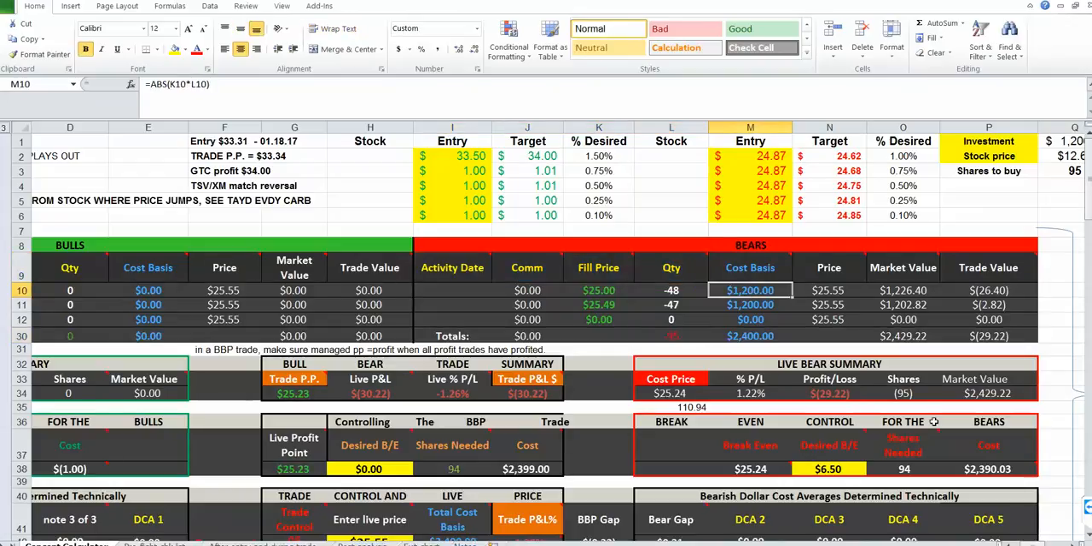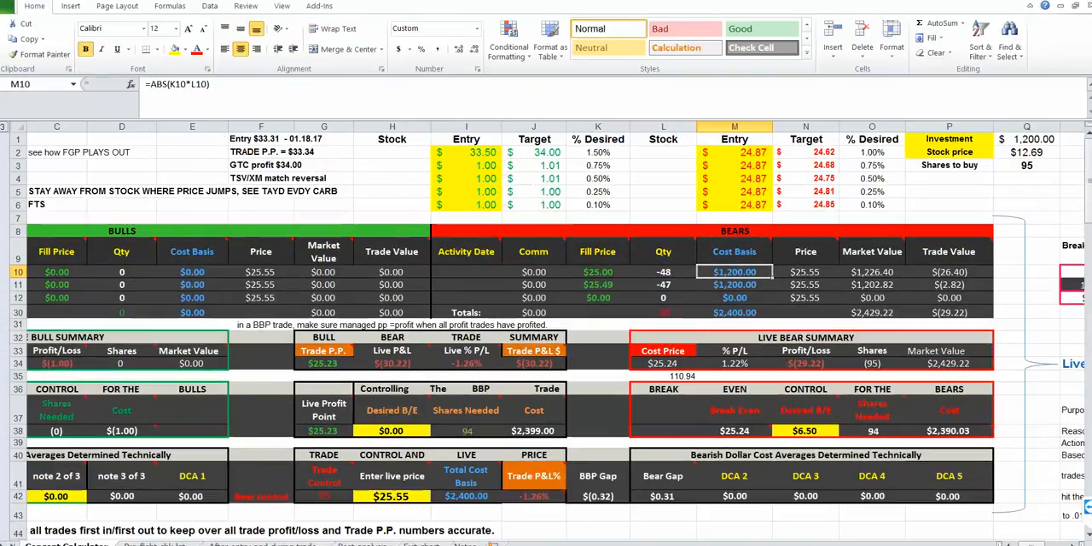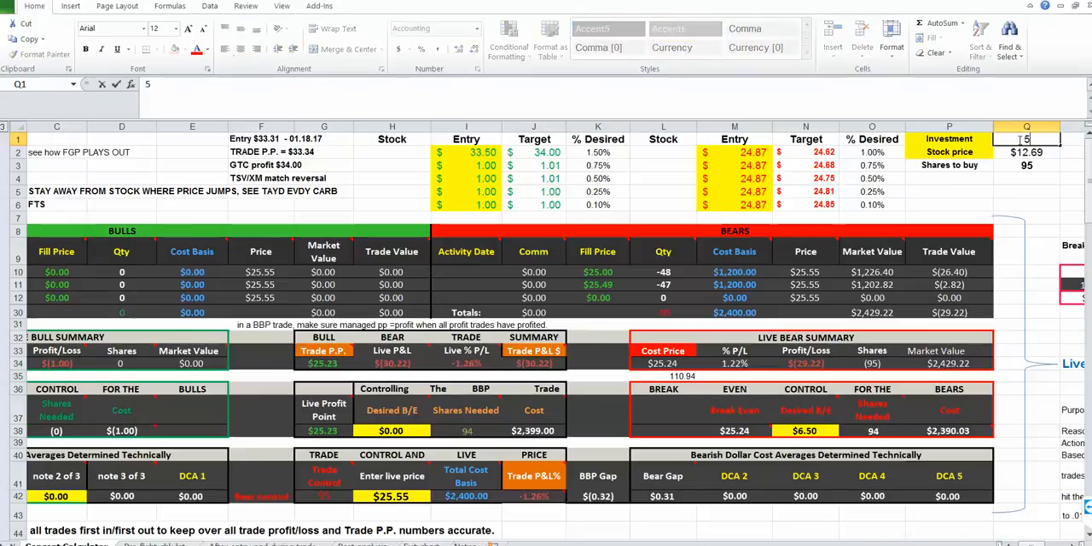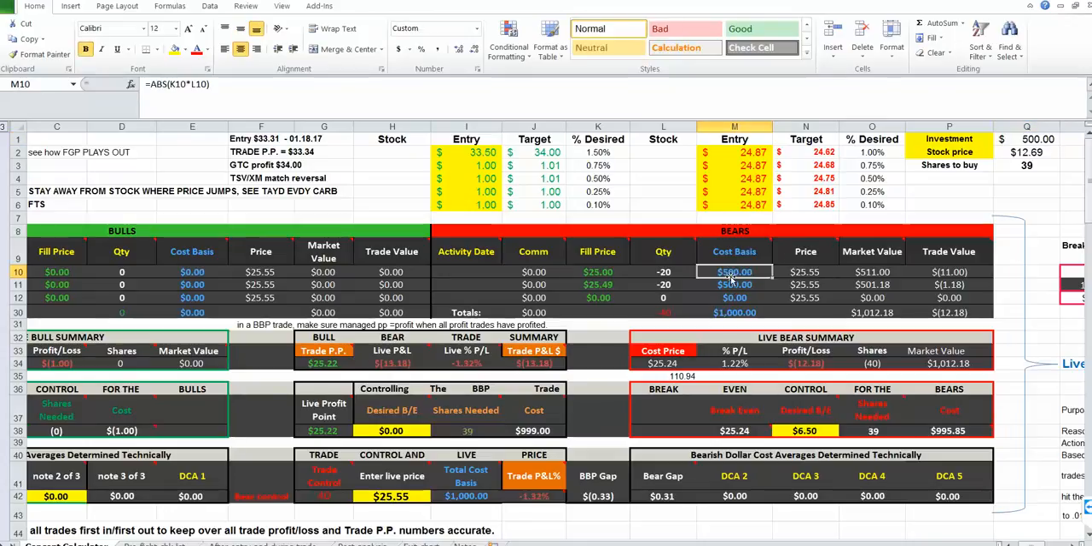Okay? So to answer one of your questions, however much money you want to trade, say you have 500 bucks to trade, you enter in $500. That's your investment. Once you enter that number here, it calculates the cost basis automatically for you, and the cost basis is how much it's going to cost you for that trade. So you enter in how much it's going for, $25, and it automatically puts in -20 for you.